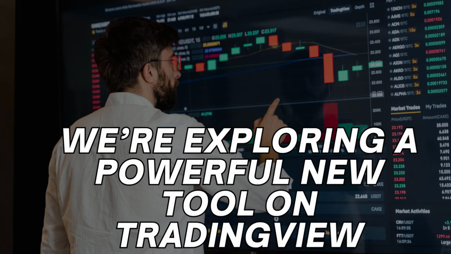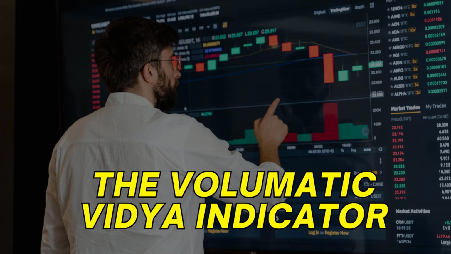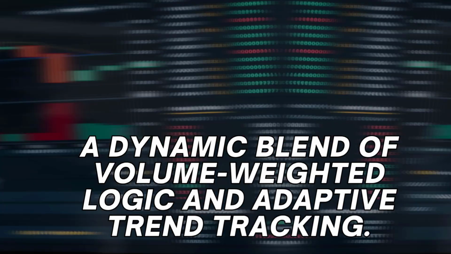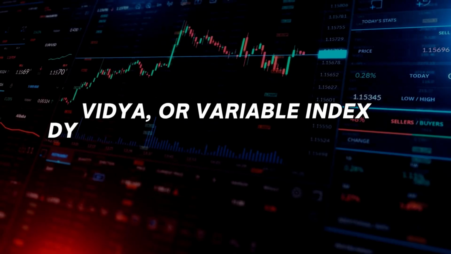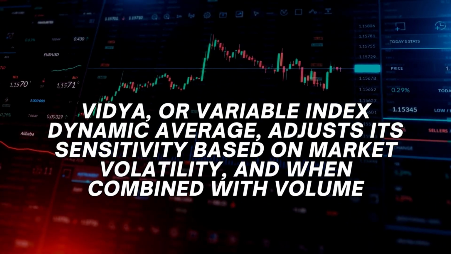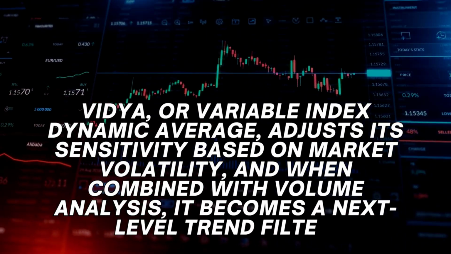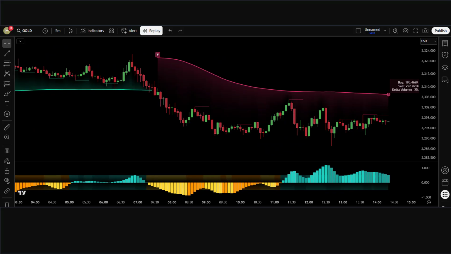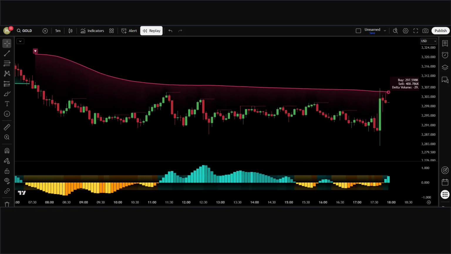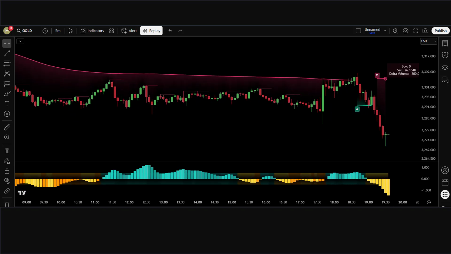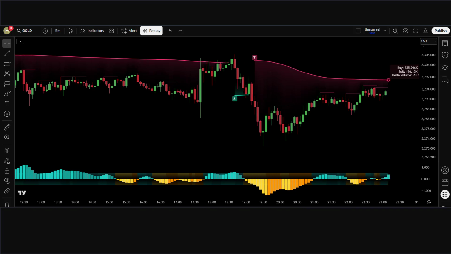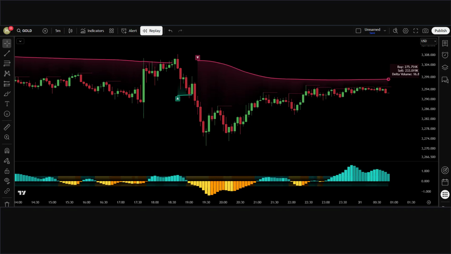Today, we're exploring a powerful new tool on TradingView, the Volumatic VIDYA indicator, a dynamic blend of volume-weighted logic and adaptive trend tracking. VIDYA, or Variable Index Dynamic Average, adjusts its sensitivity based on market volatility, and when combined with volume analysis, it becomes a next-level trend filter. The Volumatic VIDYA intelligently adapts to changing market conditions, helping you stay in trends longer and avoid whipsaws in choppy markets. You'll notice how it hugs price closely in low volatility zones and reacts swiftly during strong breakouts.